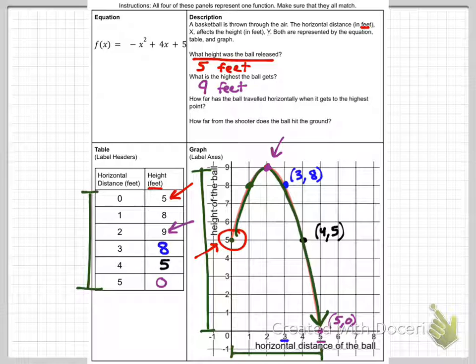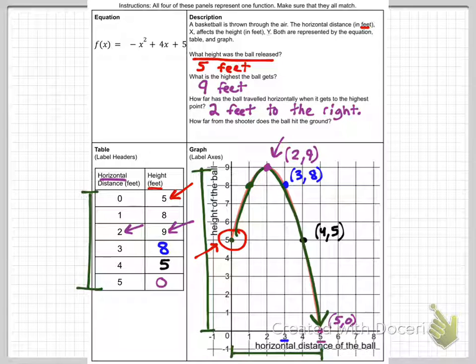How far has the ball traveled horizontally when it gets to that point? Well, horizontal distance is our x value, so you can look at the table right there and see the 2. Or if you write down the value of the point, (2, 9), 2 feet is the horizontal distance. So when the ball is 9 feet in the air, the ball has moved 2 feet to the right of the shooter. How far from the shooter does the ball hit the ground? Well, there's our 0. So when the height is 0, the x value, the distance, is 5 feet. So that is going to be on that point down there, 5 feet away.